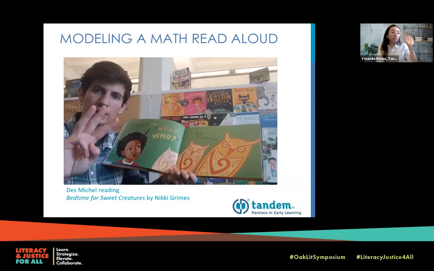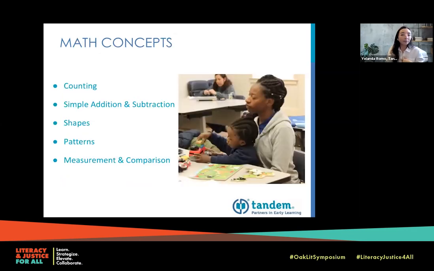Great. So just to recap, I heard that you shared counting, patterns, sizes. There was even some comparison there with the owls, patterns and shapes. Thank you, everyone who participated. So now you may see some of those math concepts here on the screen. These are the math topics that we will be covering today.